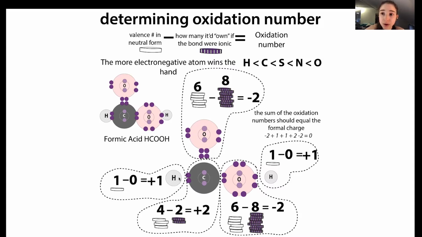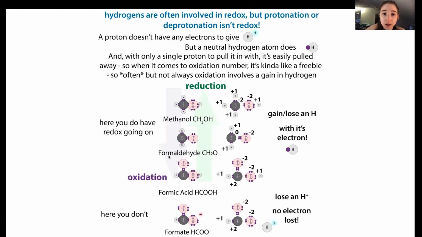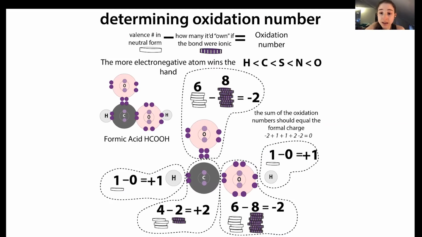Okay, what about the hydrogens? Remember, the hydrogens are basically really bad at this game. Only if you have 2 hydrogens bonded to one another would they have an oxidation state of 0, where they keep the same number they came in with, which is 1. Whenever they're sharing a bond with something else, they're basically losing their electron. So you have a charge of 1 minus 0, which is +1. Another important rule is that the sum of the oxidation numbers should equal the formal charge.